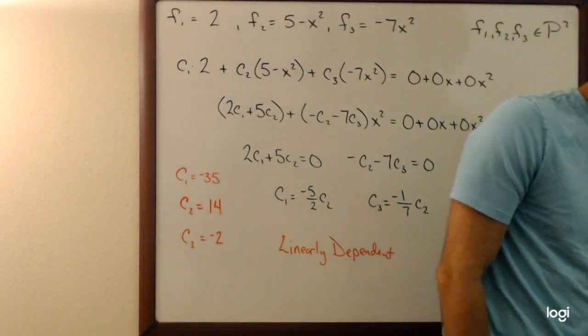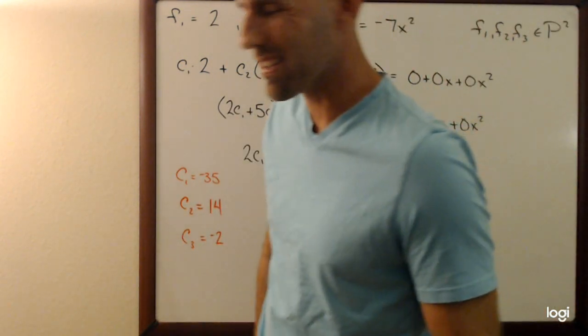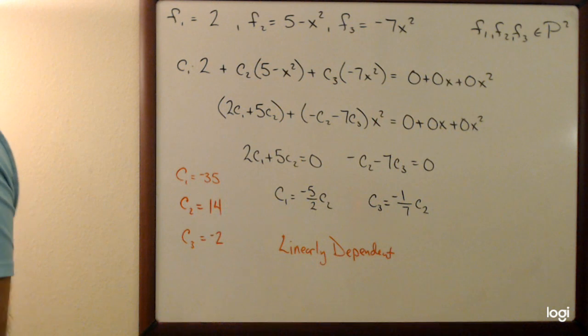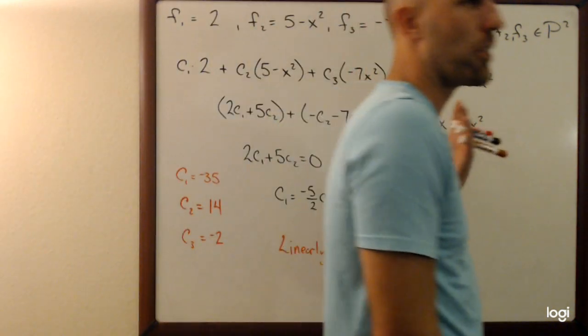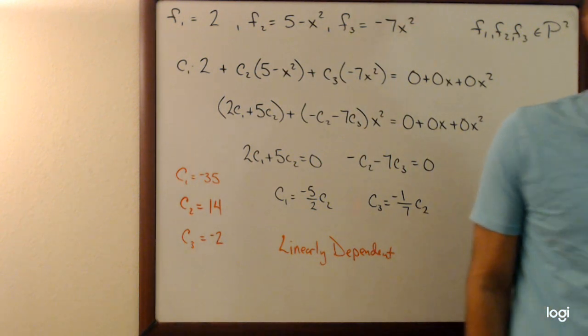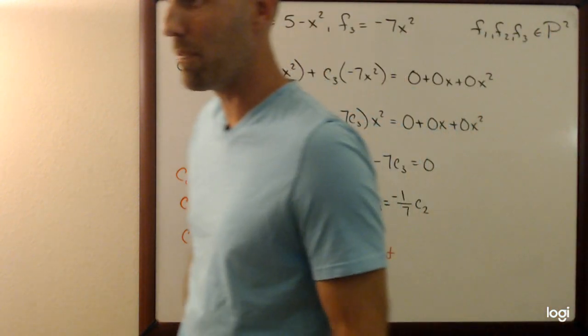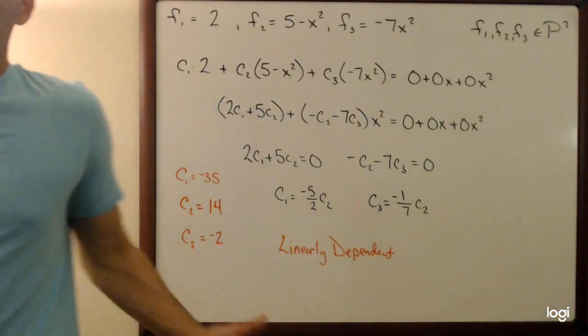Now you may have noticed something. It seemed like we wasted a lot of work, right? Yeah, we did a Wronskian. It came out to be 0, but then we had to go back to the basic definition anyway. What was the point of doing the Wronskian if we thought it was going to be dependent?